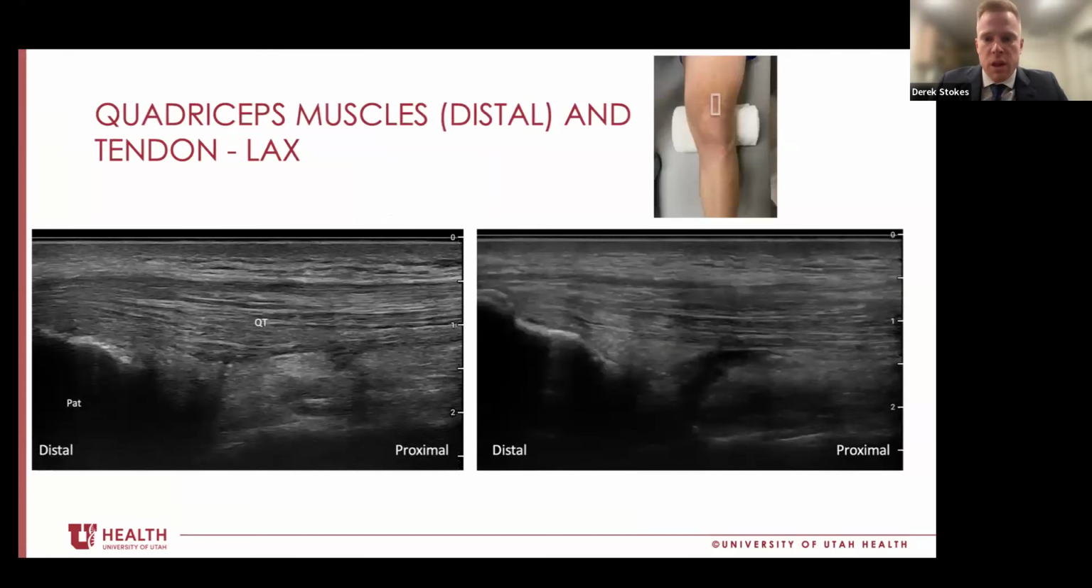We're going to start with the midline structures of the anterior knee exam, going from proximal to distal, and we'll transition into the medial and lateral structures from proximal to distal to round out the entire anterior knee exam.